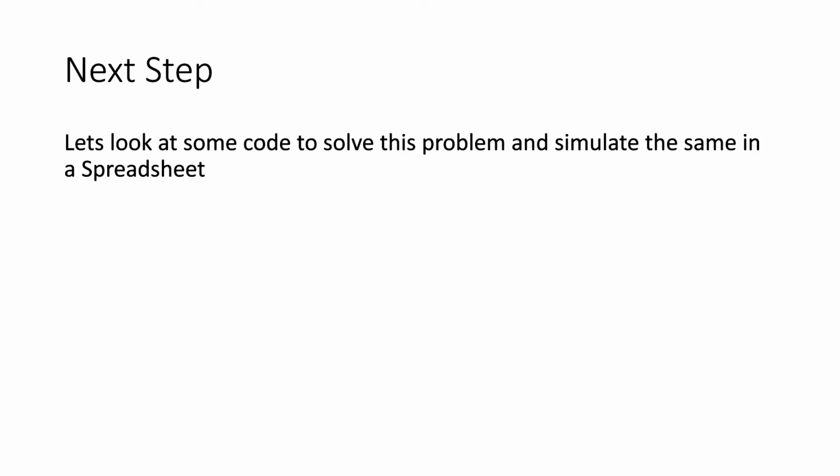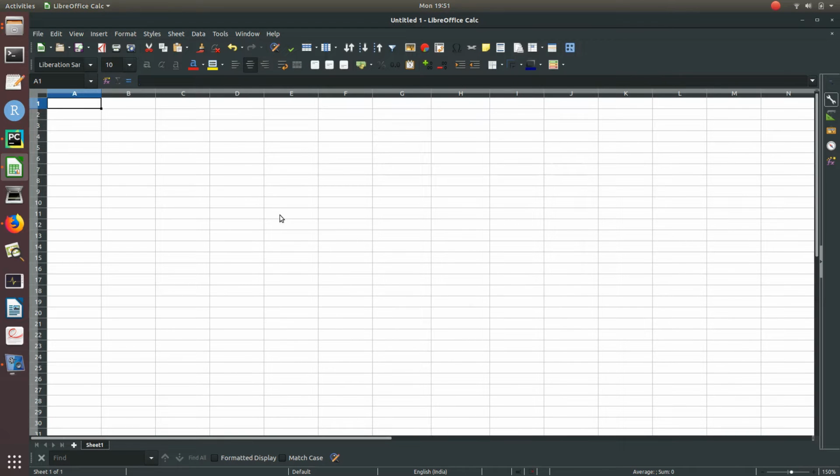Alright, now let's look at some sample code and a simulation in a spreadsheet. So let's start with the simulation here. We will have our epoch, the input x, then w, b, and y1, which will be wx plus b. Then we will have y, which is ReLu of y1, and the y actual, which is the log value of the input, and then the loss function, which is y minus y actual whole square.